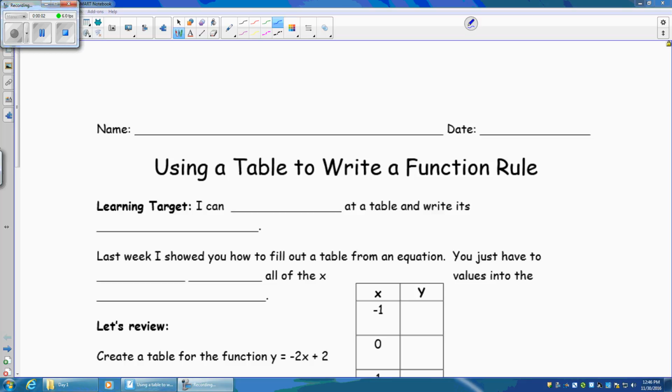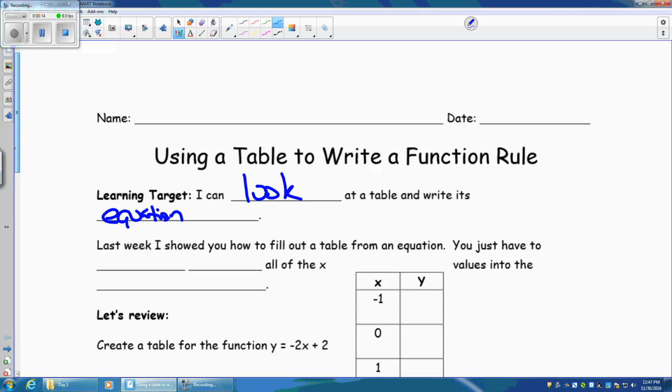Alright guys, so some really important notes today. You're going to do this a lot for the rest of the year, probably the most important topic. We're going to look at a table and write its equation. We did the opposite of it last week. I showed you guys how to fill out a table.